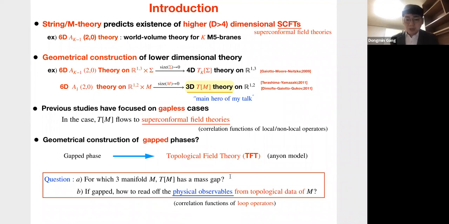So in topological theory, the basic physical observables are correlation functions of loop operators. In the topological theory, there are no local operators, and loop operators are the physical observables. This is the main question.